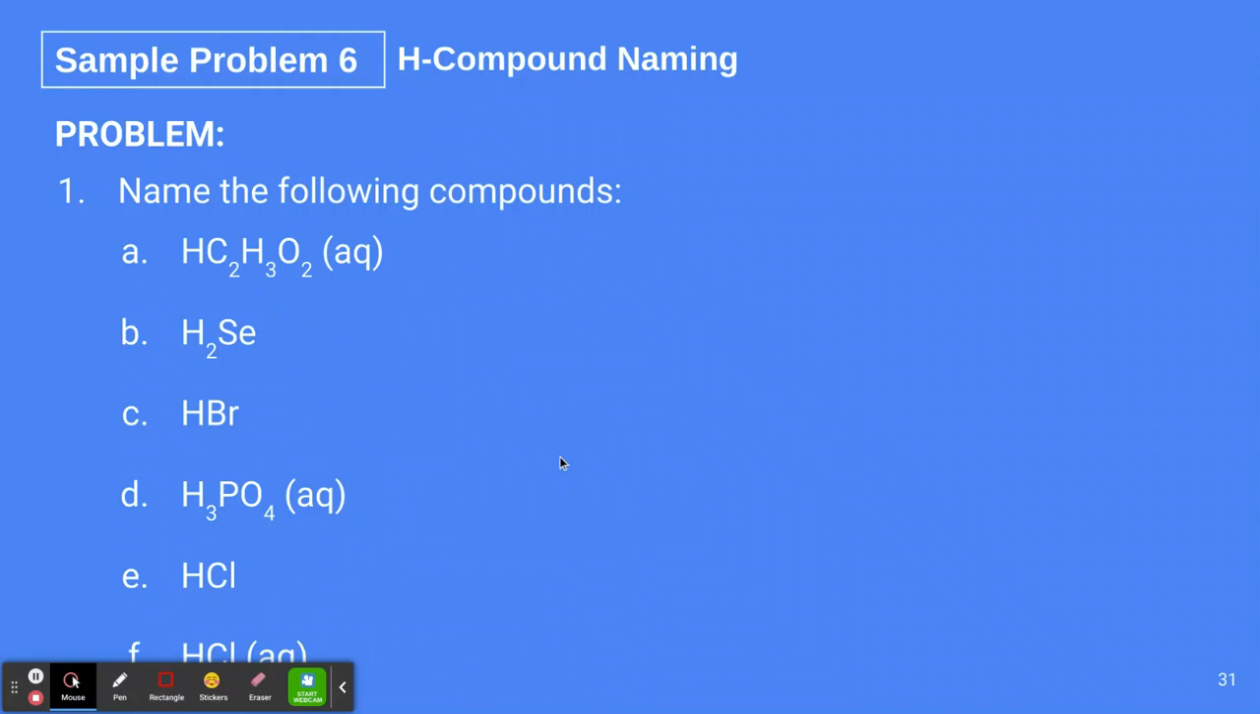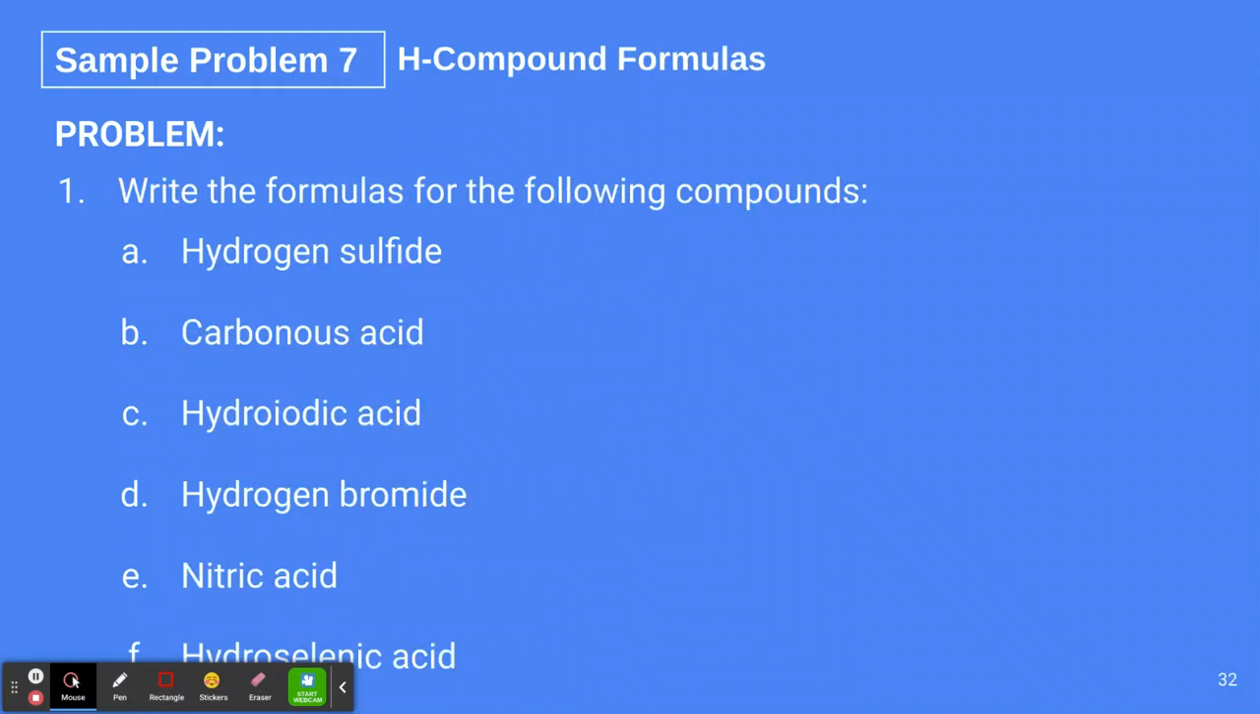All right, and then the last slide, writing the formulas from the names. So if we take a look here, pause it, and then come back for the answers. All right, so we need to write the formulas for the following compounds. Hydrogen sulfide, since you don't see acid in it, it tells us we are just a gas. So hydrogen sulfide, we've got a +1 charge for our hydrogen. Sulfide has a -2, so we're going to need 2 hydrogens, H2S.